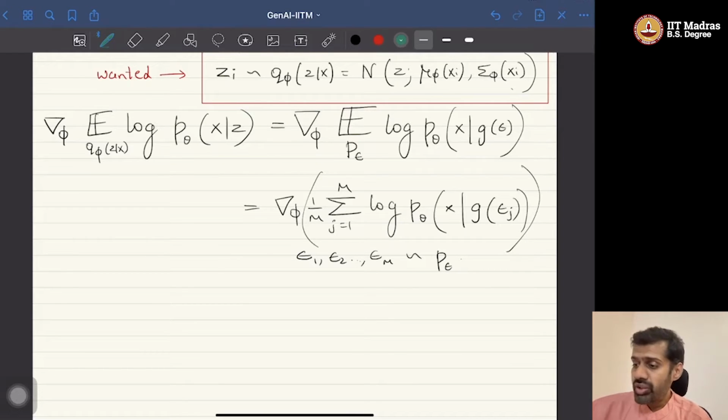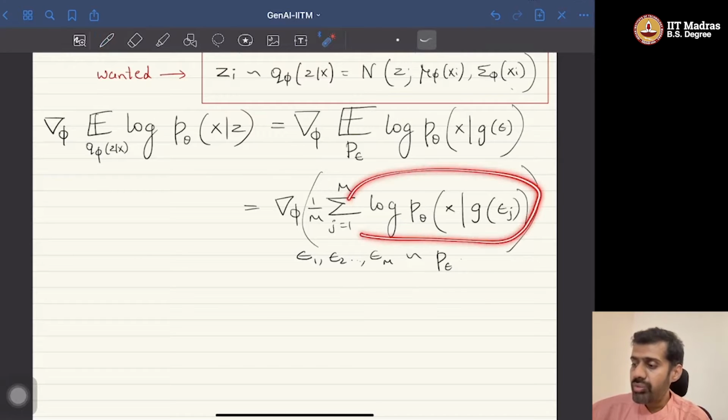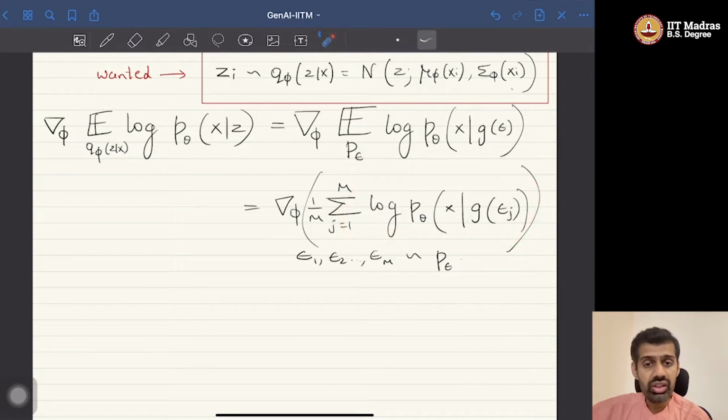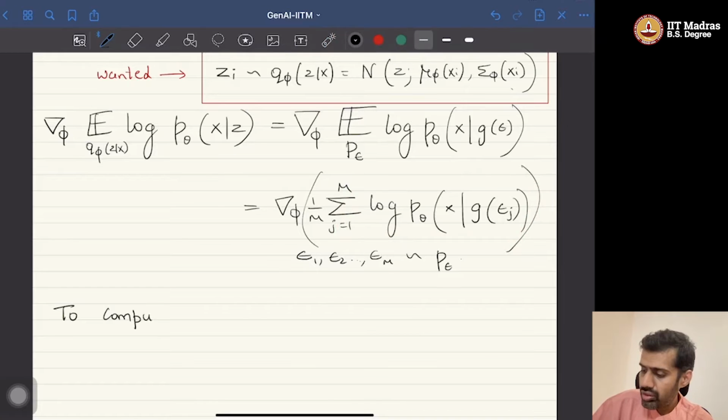Now, one missing piece of the puzzle here is how do we compute this log p theta x given g of epsilon j, right? So let us do that now. To compute this, I will write that as p theta x given z. Maybe for the sake of completeness, let us do it this way. So how do we compute this?